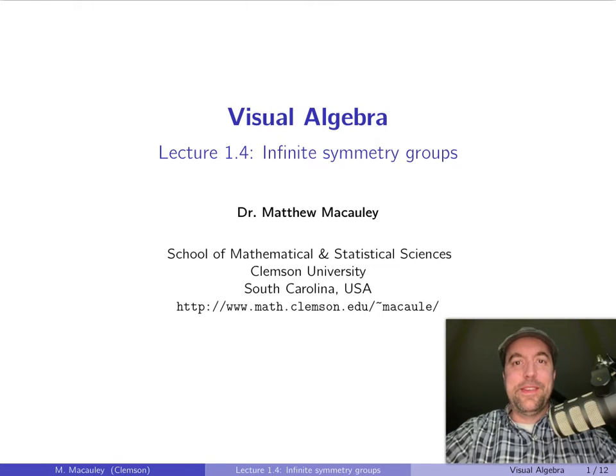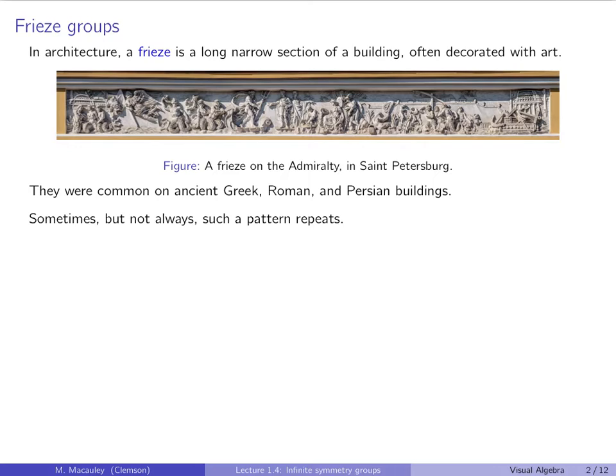Let's dive in. In architecture, a frieze is a long, narrow section of a building, often decorated with art. You've seen these before. They were common on ancient Greek, Roman, and Persian buildings and elsewhere. Here's an example of one in St. Petersburg, Russia. Sometimes, but not always, such a pattern repeats.